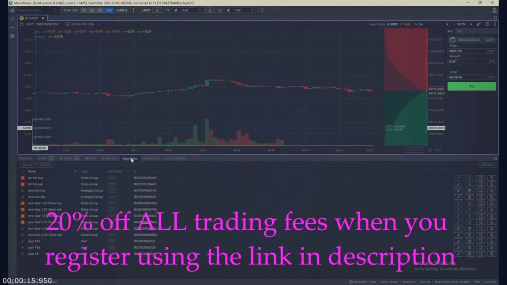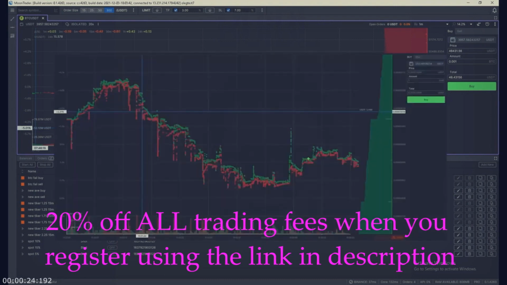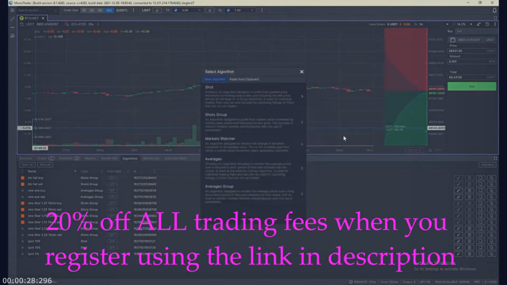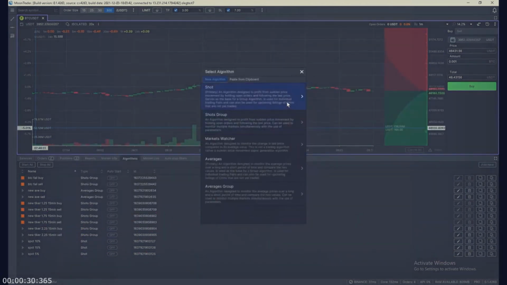This algorithm is designed for its users to profit from sudden price movements. You will be able to see sudden ups and downs on the tick chart, while the general trend continues according to the set trend. Let's take a look at an example. You can add a new algorithm by clicking the Add New button in the Algorithms tab. You can choose between the SHOT and SHOTs group algorithms. The first one runs the algorithm on a single trading pair, while the second one runs several trading pairs or the entire market. Let's take a look at the SHOTs group algorithm.